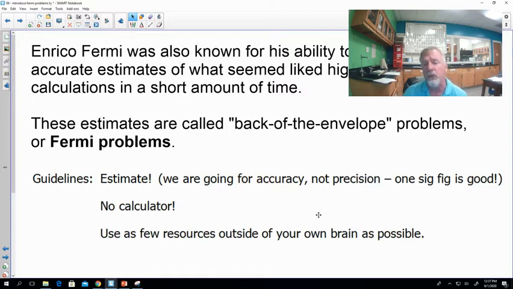So when you're doing a Fermi problem or a back of the envelope problem, we're not going for accuracy. We don't want to know a number to 4 or 5 significant figures. That's not important. Really, we don't want precision. What we want is accuracy. Is our number close to the right answer? So we only need 1 significant figure here to get that, right?